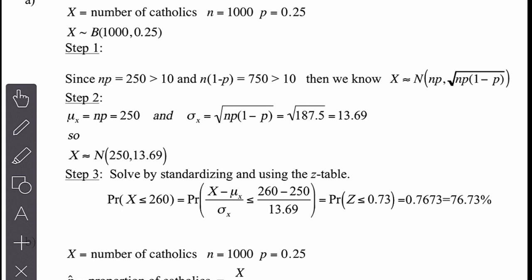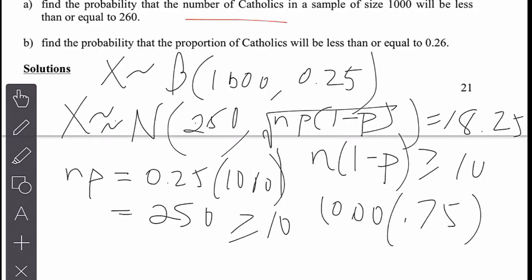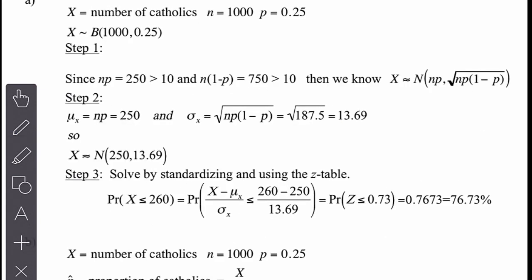So the question I want to answer is, what's the probability? Oh, I actually did the calculation of the standard deviation wrong. So anyway, it's 13.69. I actually want to answer the question that there's less than 260 Catholics. So that's the question here.